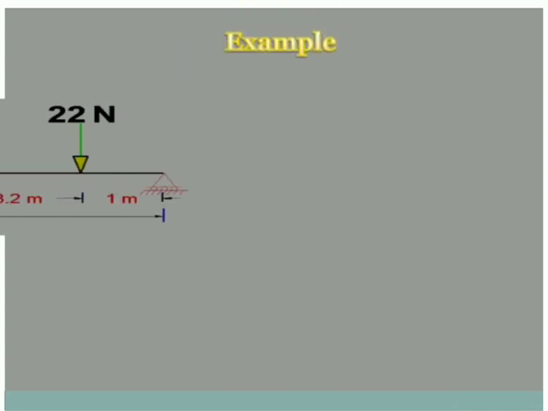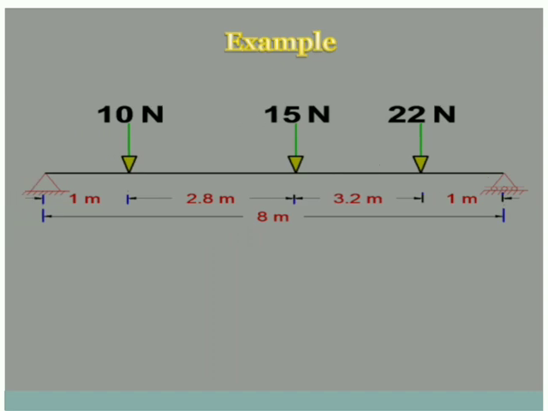So, when we take an example of a point load, this can be an example for the point load. You have a beam, say we will name the ends AB, 10 Newton, 15 Newton, 22 Newton are the point loads at the given distances from the left and the right support respectively.